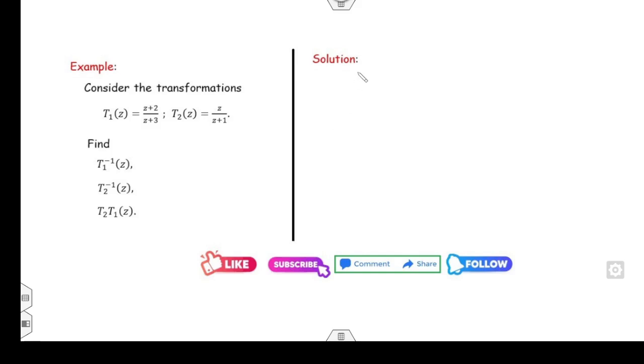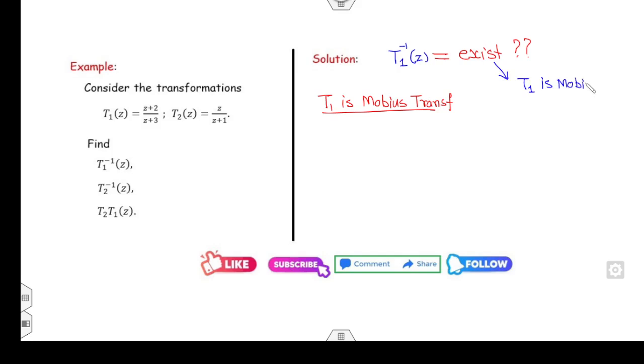Look at another one. Consider the linear transform. Your target is to find the T1 inverse. Now look at that. Is T1 a Mobius transformation or not? First of all, our target is to think whether T inverse exists or not. T inverse exists only if you prove that T1 is a Mobius transformation.